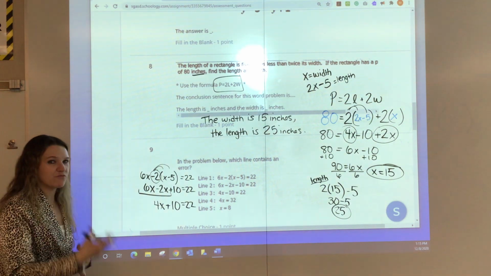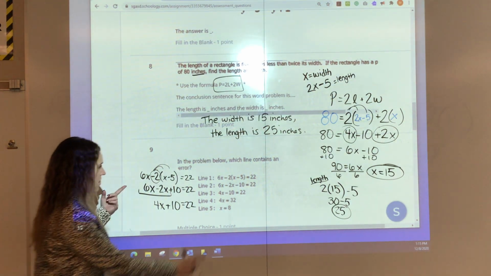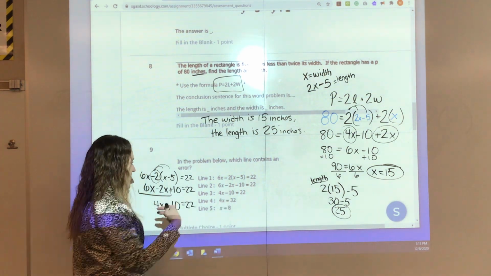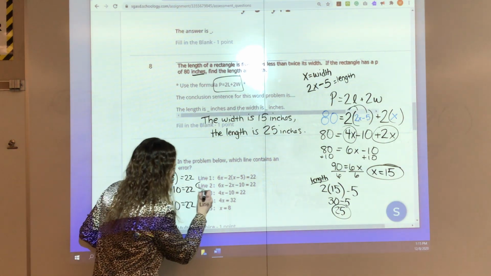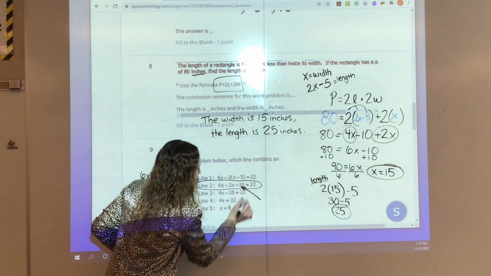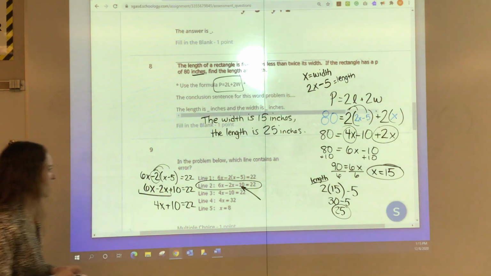Now before we move any further, let's check to see if what we did is different than what they have. Okay, they distributed, they got negative 2x. Okay, wait a minute. I thought that a negative times a negative was a positive. That's where they went wrong. This should be a positive 10. In order to prove that, all you have to do is show this work. Let's look at number 10.